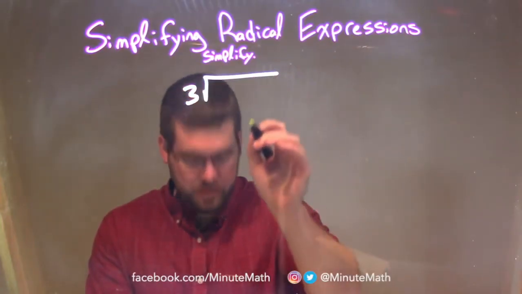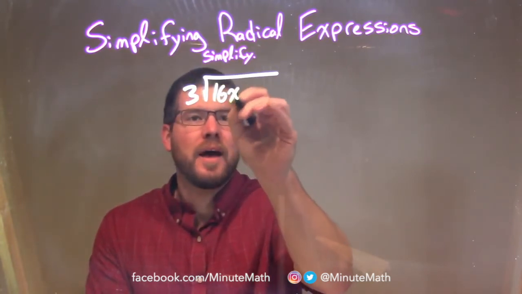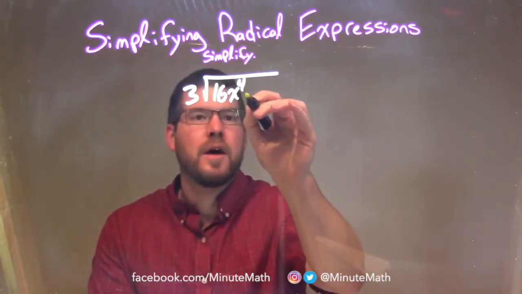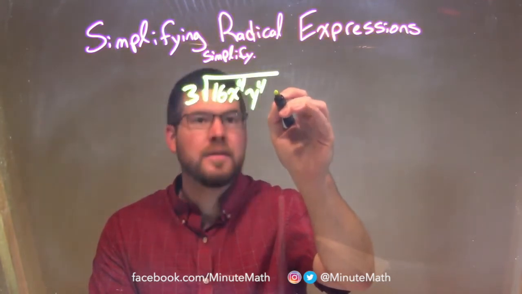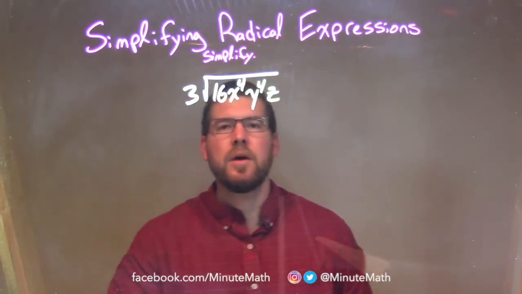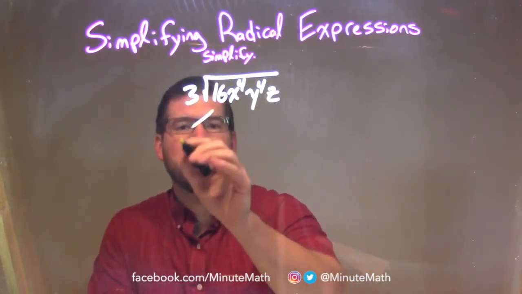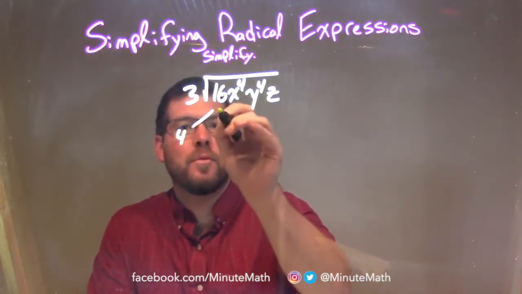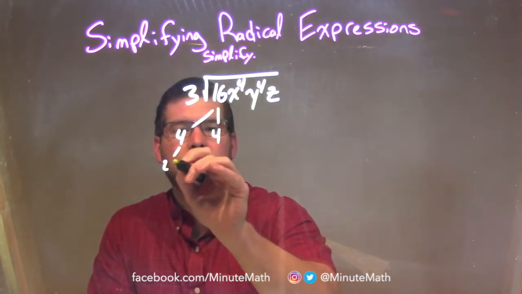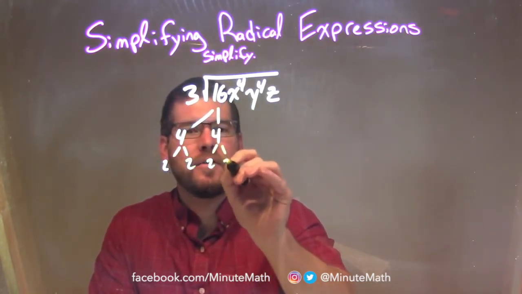3 times the square root of 16x to the 4th times y to the 4th times z. So what I'm going to do is break this down. I'm going to break down 16. 16 is just 4 times 4. And 4 times 4 is just 2 and 2 and 2 and 2.